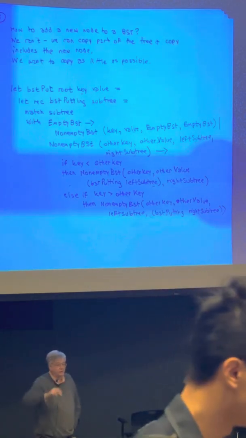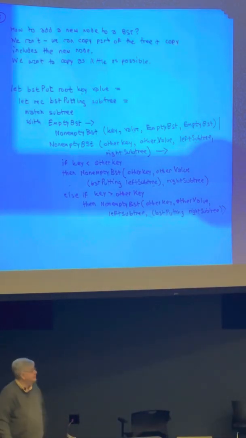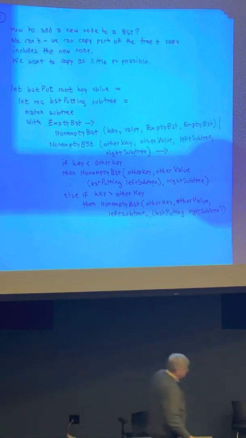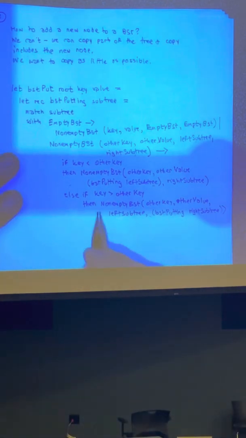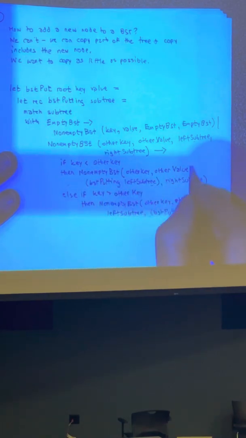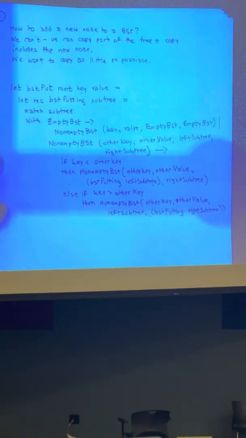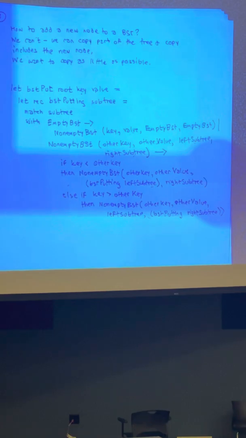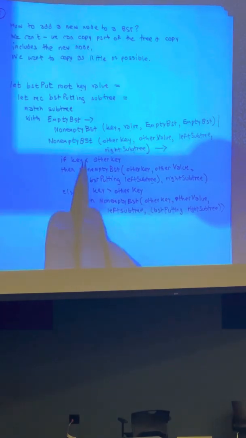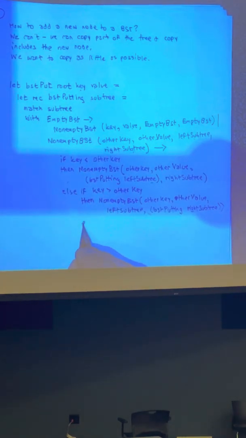And a good answer for a question, go ahead. I think you missed a comma in the constructor call. Key less than other key, immediately after other value. Okay, so what do I have here? Oh, yes, like that. Yeah. That's the one? Yeah, sorry about that. Anything else wrong? Any other questions?